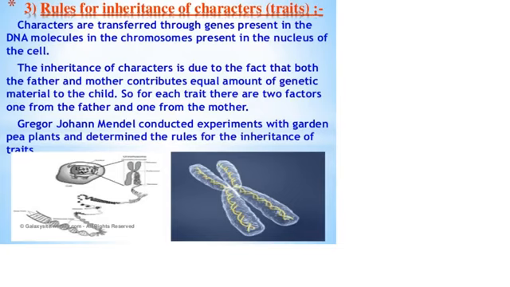Now coming to the rules of inheritance of characters. There are certain rules for the inheritance of characters. First of all, the characters are transferred through genes present in the DNA molecules in the chromosomes present in the nucleus of the cell. We know that chromosomes are present in the nucleus, and chromosomes are made up of DNA, and these are responsible for the inheritance of characters. The inheritance of the character is due to the fact that both the father and the mother contribute an equal amount of genetic material to the child.